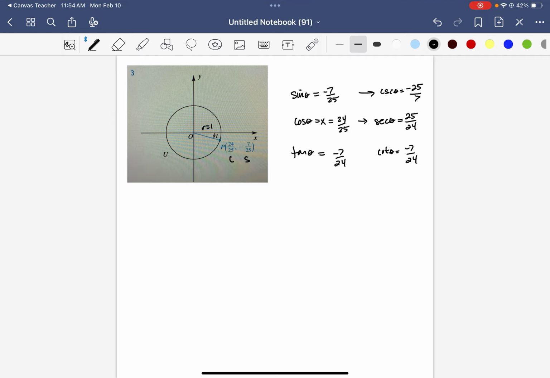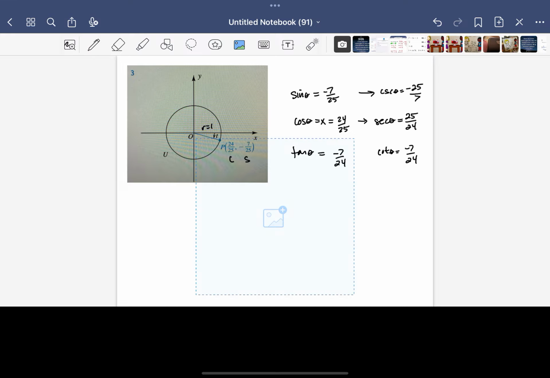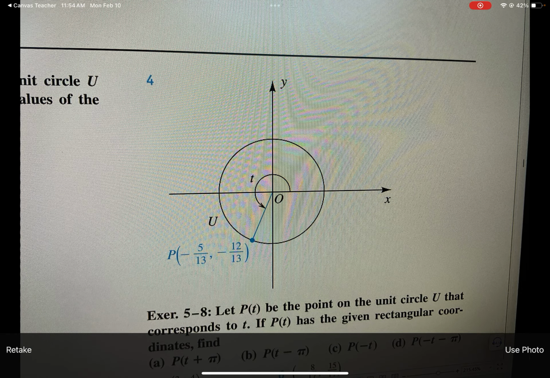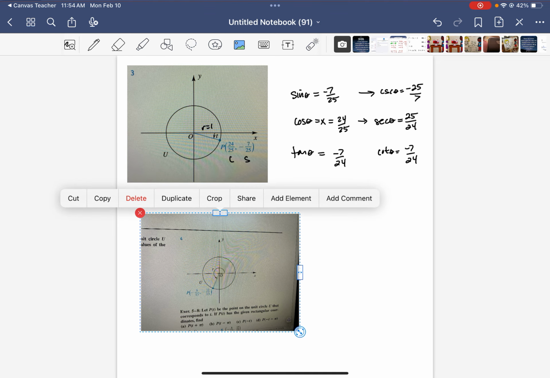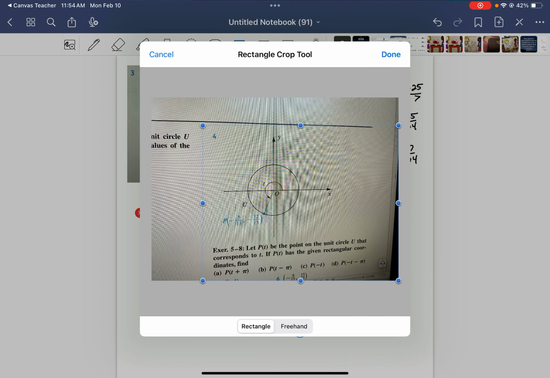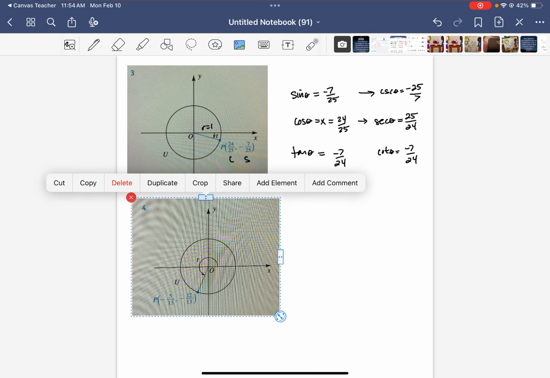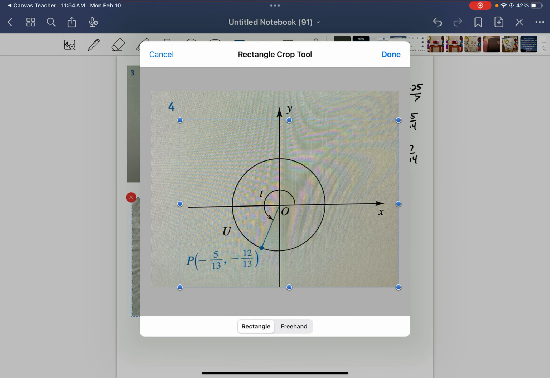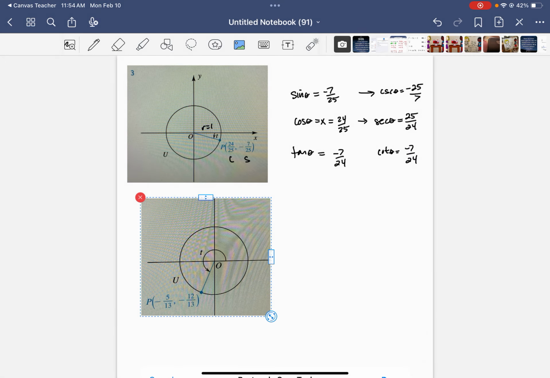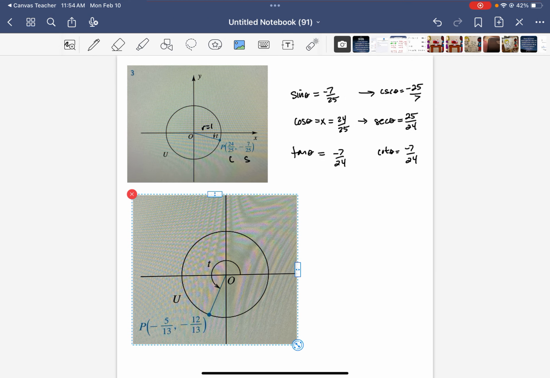Let's see if we can see number 4. So 4 up here. Okay, 4, same sort of deal. Taking a picture. Here is 4. Use the photo and then crop it. So we're trying to remember that cosine is x and sine is y. Let's see if I can get it to look a little bit nicer. Any better? Yeah, it's a little bit better. So this is number 4.